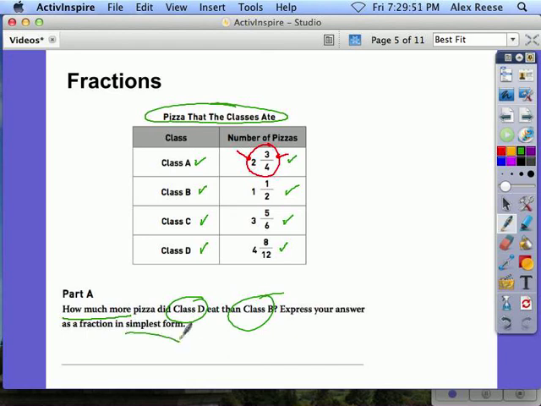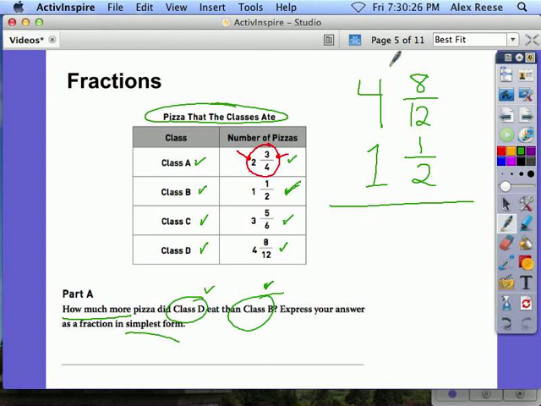Now, I underlined several things in that question because each is very important. First of all, I need to find Class D and Class B. I see Class D ate 4 8/12 of a pizza, so I'm going to write 4 8/12 pizzas. Class B ate 1 1/2 pizzas, so I'm going to write 1 1/2 pizzas. And it is okay to draw your mixed numbers very large and separate the fraction a little bit from the whole number to make sure that you don't confuse your numbers or mix them up.